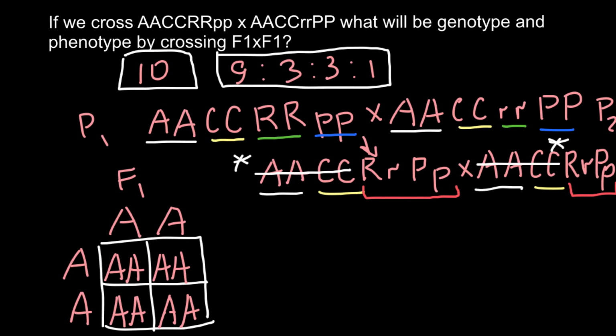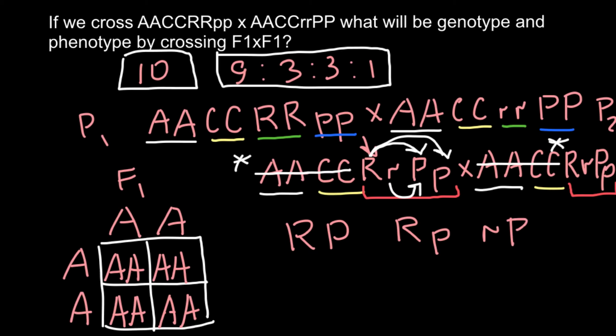So how many different variants of the gametes can this parent produce? The first variant would be capital R and capital P. So capital R and capital P. The second variant would be capital R and small p. So capital R and small p. The third variant would be small r and capital P, and the last variant would be small r and small p.